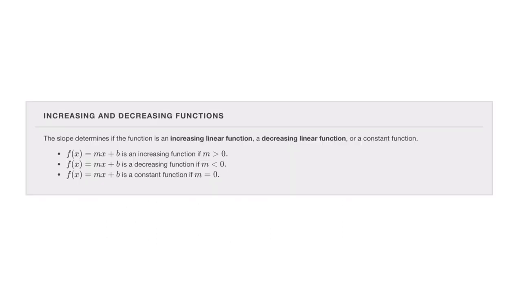Okay. So the slope determines if the function is an increasing linear function, a decreasing linear function, or a constant function. So y = mx + b is an increasing function if our slope is positive. We have y = mx + b as a decreasing function if our slope is negative, and y = mx + b is a constant function if our slope is 0.